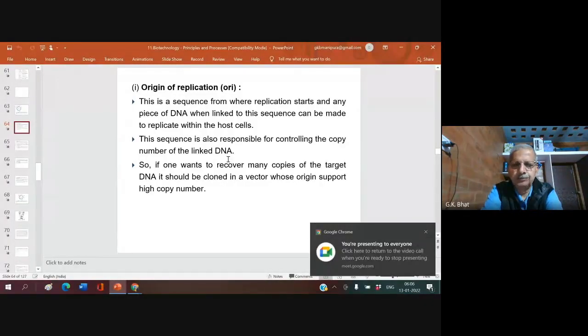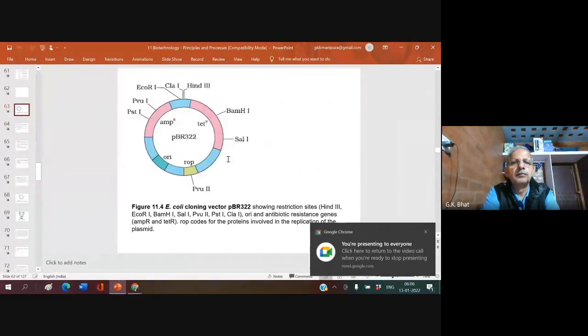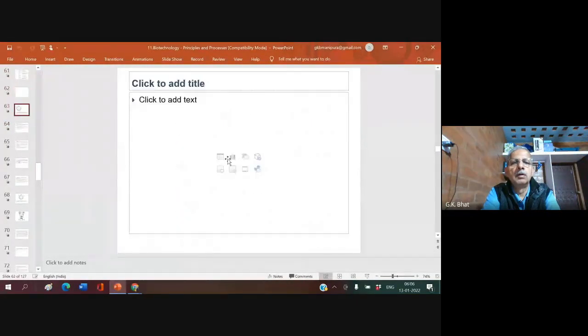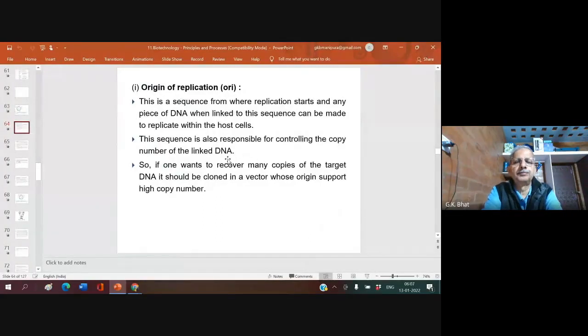I have started taking up the steps followed in the recombinant DNA technology. I have mentioned the origin of replication. Origin of replication is a sequence of nitrogen bases from where replication starts. And any piece of DNA, when linked to this sequence, can be made to replicate within the host cell. So foreign DNA, alien DNA, has to be linked to this ORI.